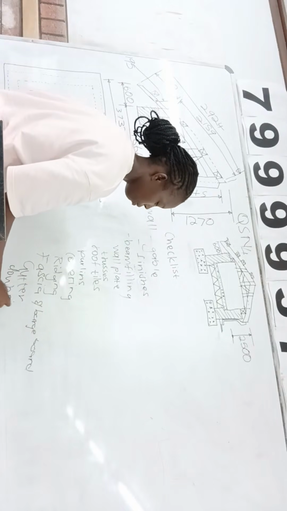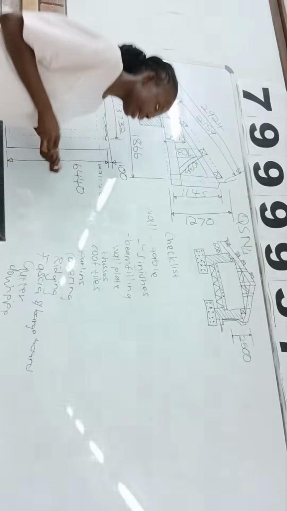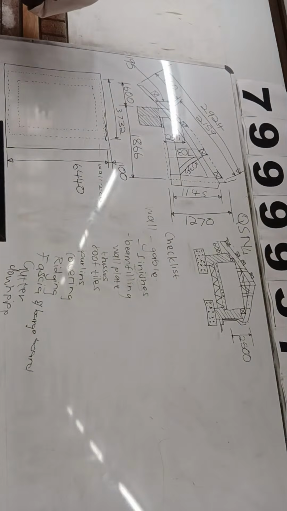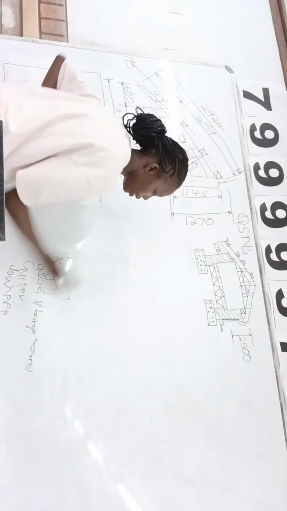You find it? Okay, so this is our checklist. It's the gable, the finishes, the beam filling, the wall plate. Okay, you get beam filling, then the wall plate. After wall plate, it's what? The trusses. Then the roof tiles, then the pennant, the covering, the ridging, the fascia and barge board, the gutter, the downpipe. So that's our checklist again. And then let us start.